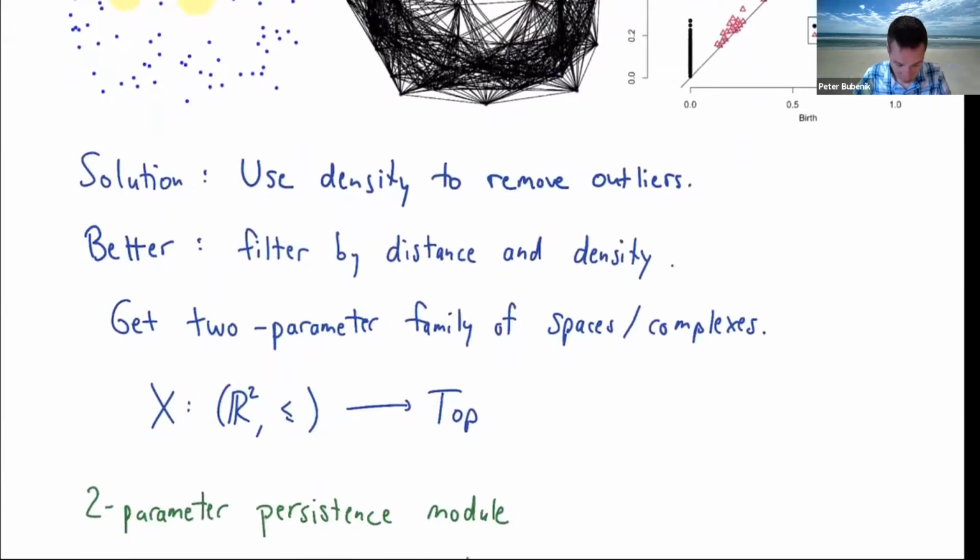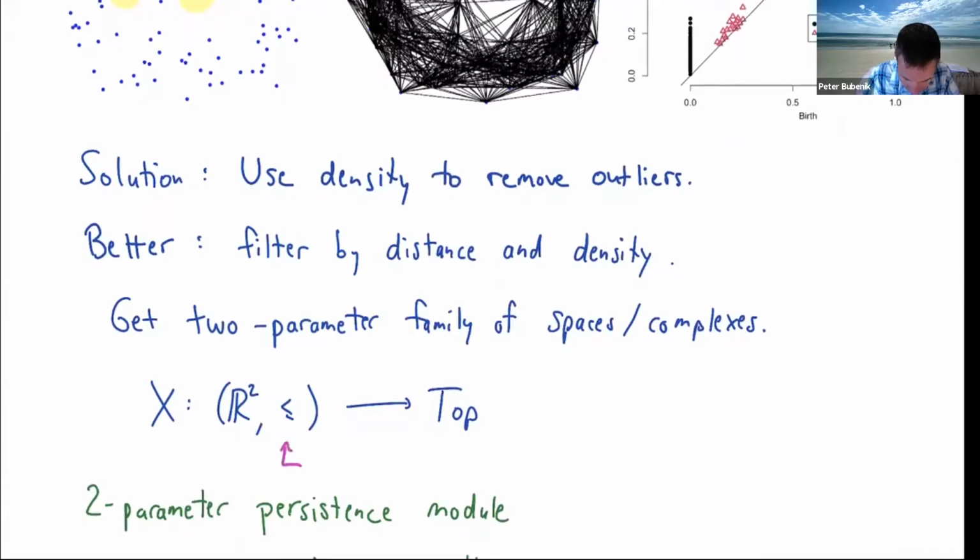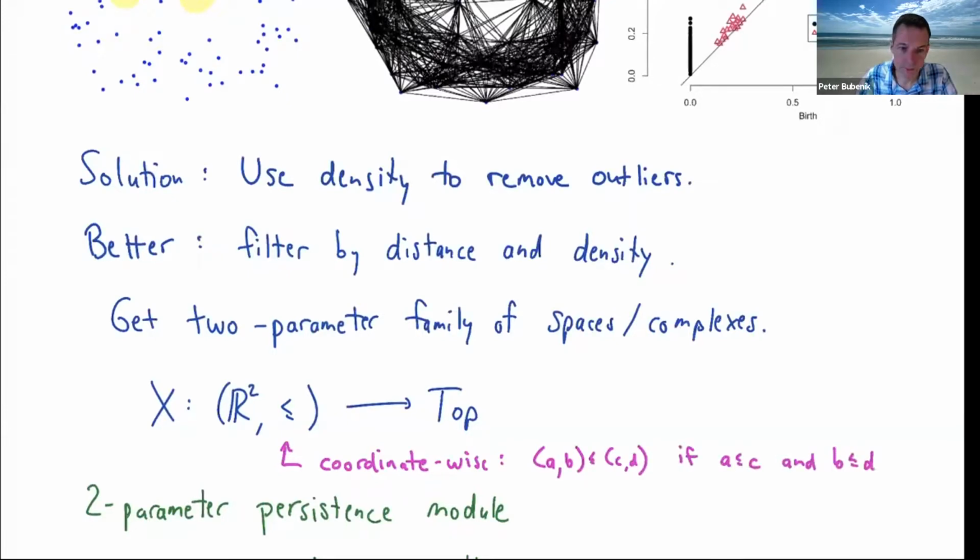Okay. And the way to think of this mathematically is the indexing category is a partially ordered set on R^d generally, and in the simplest case, and maybe most interesting case, R squared. And the partial order here is coordinate-wise. So what do I mean by that? (a,b) is less than or equal to (c,d) if a is less than or equal to c and b is less than or equal to d.